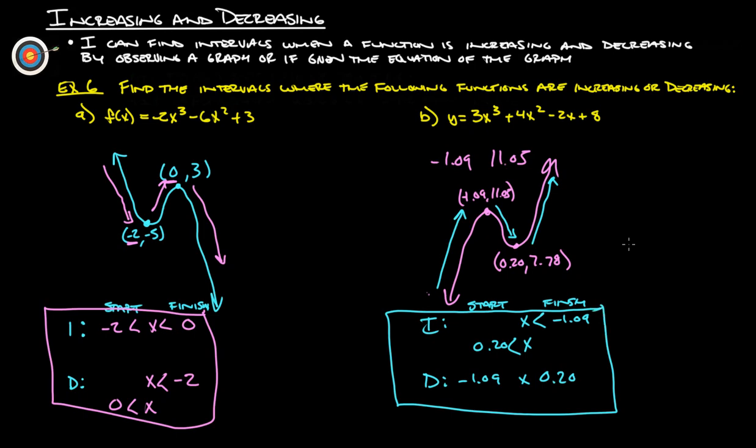Those are our intervals for increasing and decreasing. It's increasing when X is less than -1.09, or when x is greater than 0.2, and then it's decreasing when x is, oops, I forgot to put the inequalities in here, x is greater than negative 1.09 and x is less than 0.20. Okay? All right, that's all we have for increasing and decreasing.